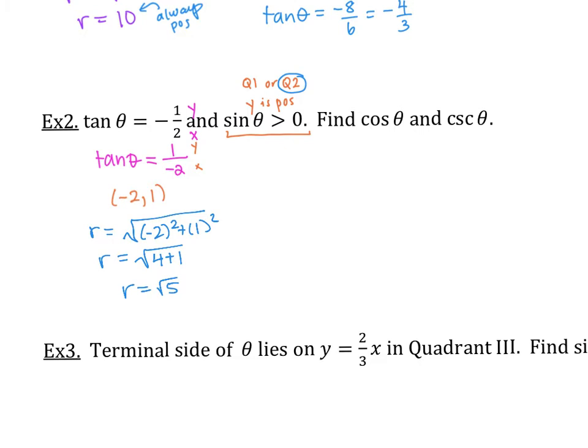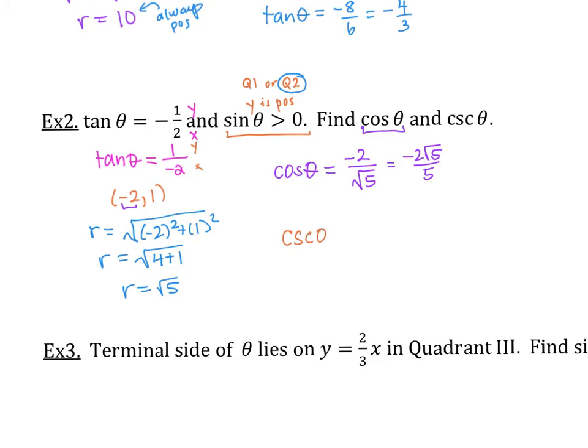Okay, let me consider what I'm actually trying to find. I need to find cosine. So let me find cosine first. What is cosine? Cosine is the x over the r. So the x I used was the negative 2. The r I just calculated to be root 5. And of course, I am going to rationalize this. Okay, I got cosine. Now I need cosecant.